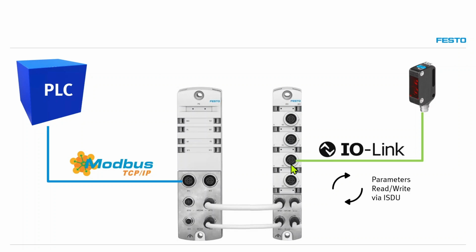On the third port of that module, I have this optical sensor connected to it, which is basically an IO-Link device. What we're going to be doing today is reading and writing one of the parameters for this particular device. So let's get into it.